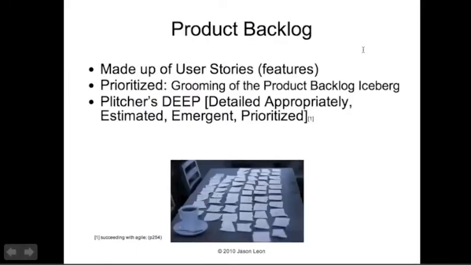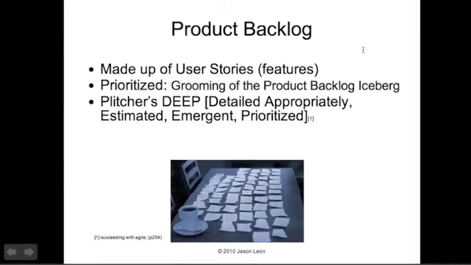Artifacts. So artifacts are another term that Sutherland and Schwaber use for your product backlog, your sprint backlog, and the burn down chart. So product backlog is just a list of user stories. It is one solution for describing how each of these components are described.